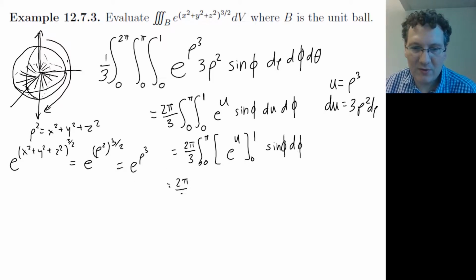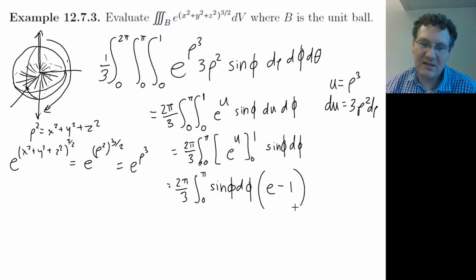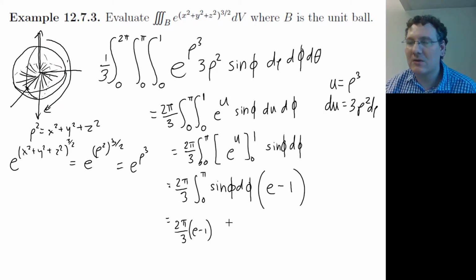So it's 2 pi over 3. We're going to have the integral from 0 to pi. I'll write the sine phi here, d phi, and just evaluate this. We've got e minus 1. That's e to the 1 minus e to the 0. And so 2 pi over 3 times e minus 1, the integral of sine phi from 0 to pi comes out to be 2.